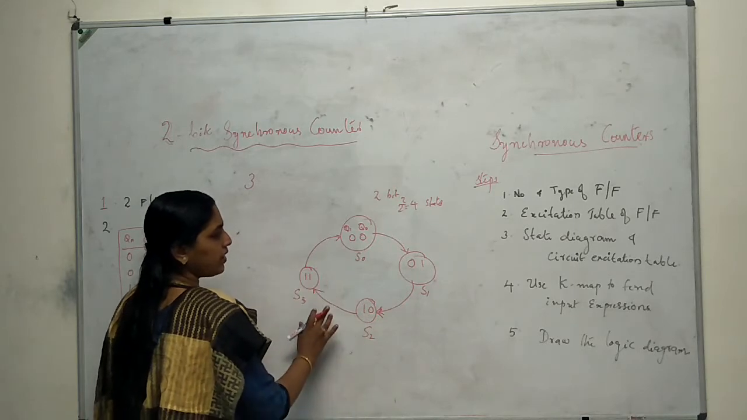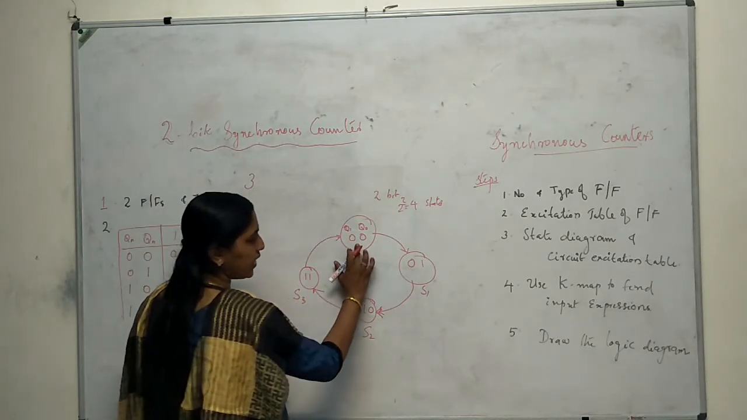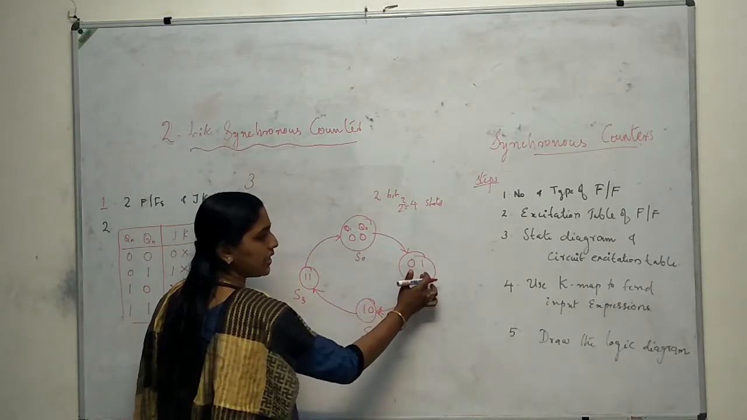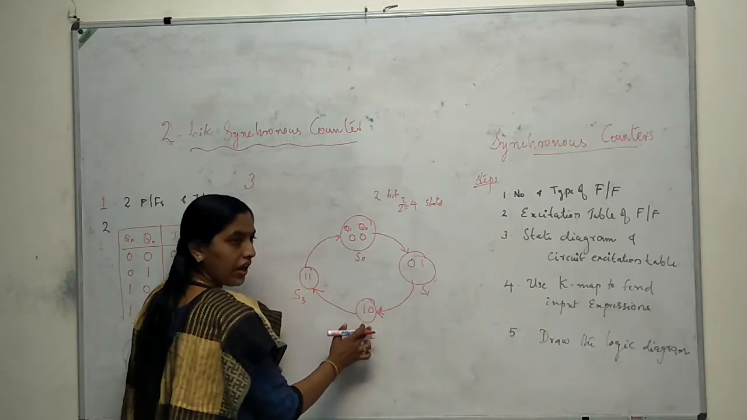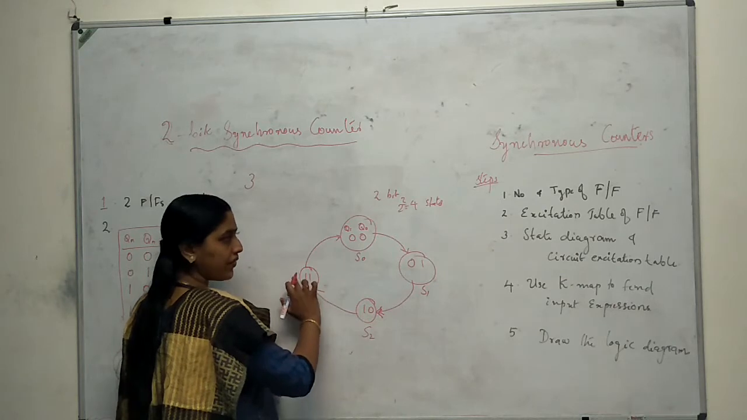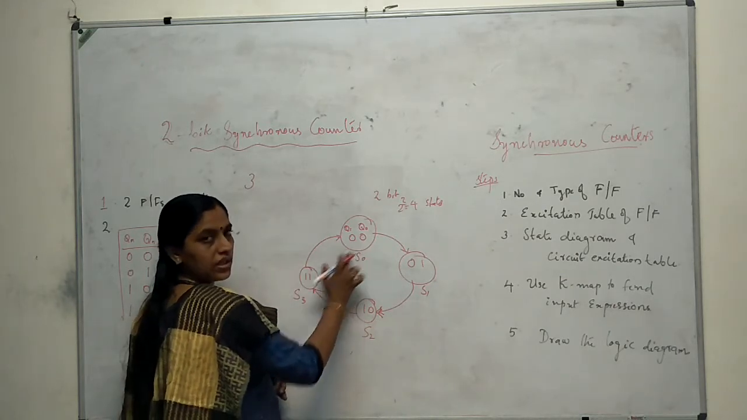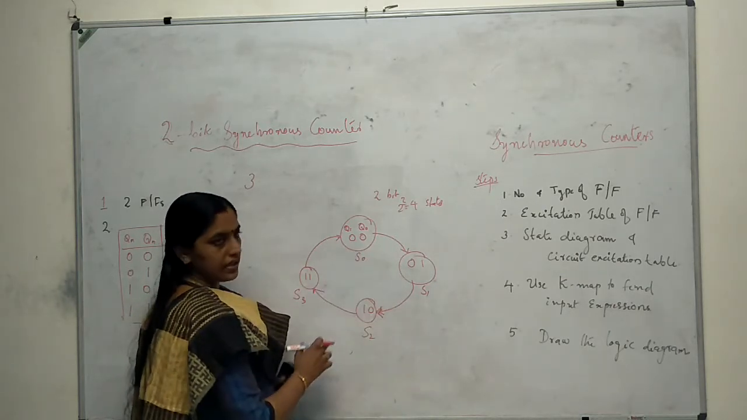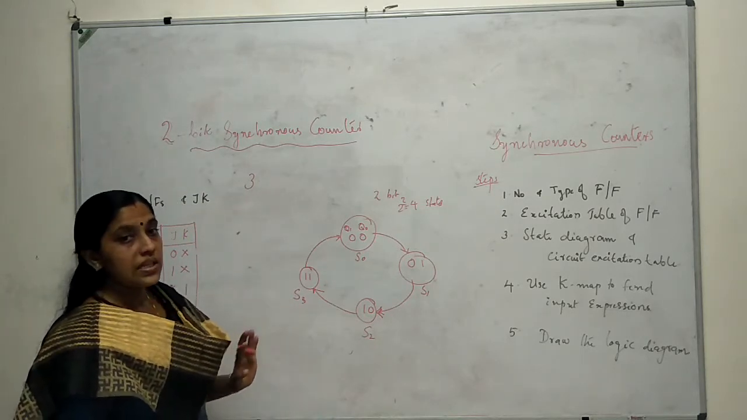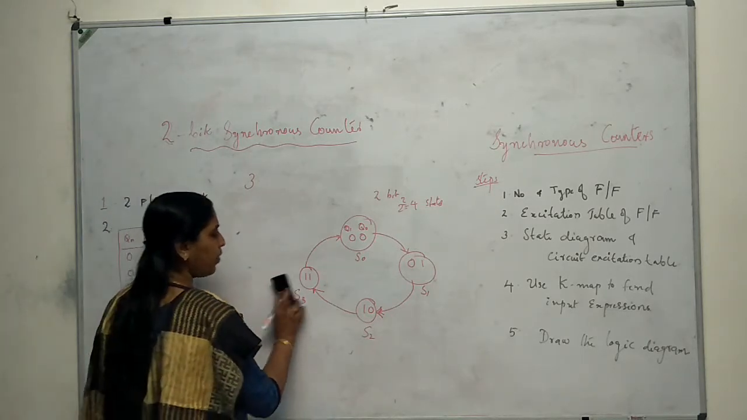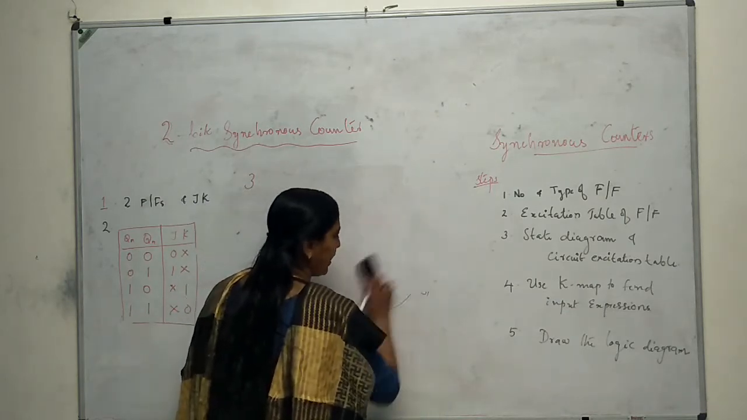So from this we know after 0 0, the next state is 0 1. After 0 1, the next state is 1 0. After 1 0, the next state is 1 1. After 1 1, the next state is 0 0. This is how this particular order is. Okay, so this is the state diagram. Now we are going to draw the circuit excitation table, so we'll see how we can draw it.